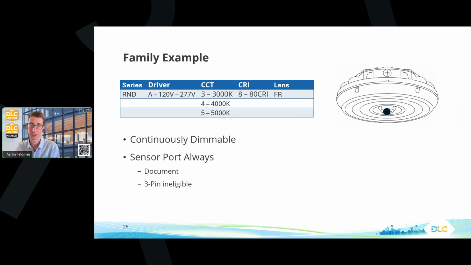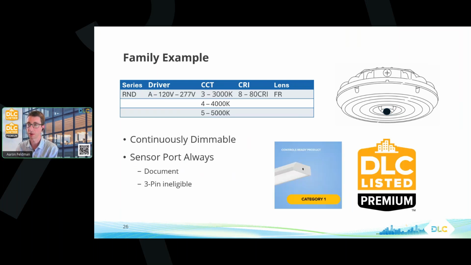For DLC version 6, sensor receptacles are denoted as controls category 1 or controls ready. But it is worth noting that NEMA 3-pin receptacles are not eligible for DLC standard or premium. So in this case, the sensor port would not be a NEMA 3-pin because it's not eligible. But for this product, it is always on the fixture, so that's category 1 and can be premium.